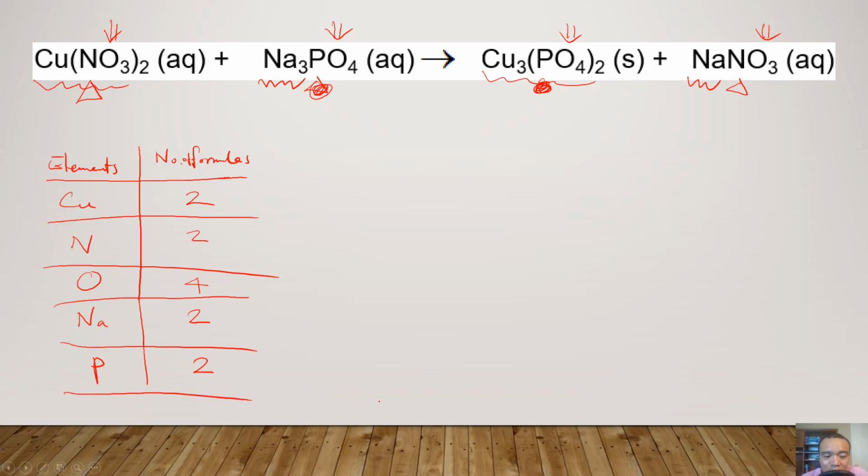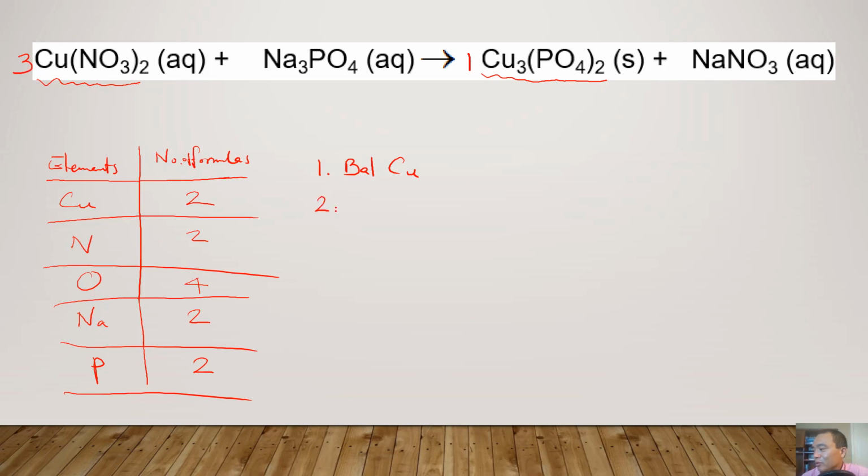As you can see, out of the 5 elements, 4 of them appear in 2 formulas, which means you can start with any of those 4, but not start with oxygen. So let's balance this reaction. For example, if we balance copper to begin with, in this formula you have 1 copper. On the right side, this copper has 3, so you put 1 here and you put 3 here.